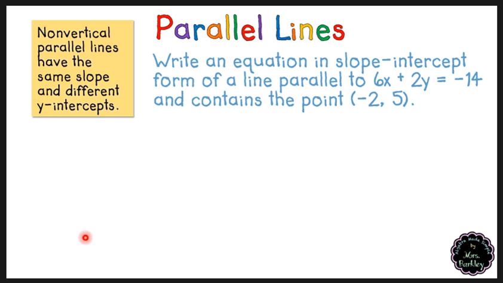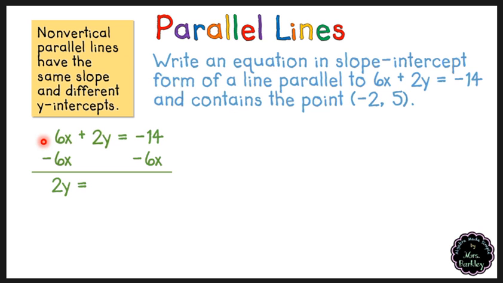So given the equation 6x plus 2y equals negative 14, and we want a line that is parallel to that and contains the point negative 2, 5. The first step you should have done was to get this equation in slope-intercept form so we can determine the slope of this line. So we would subtract 6x from both sides and have 2y equals negative 6x minus 14. We would divide both sides of our equation by 2. And so we would have y equals negative 3x minus 7.